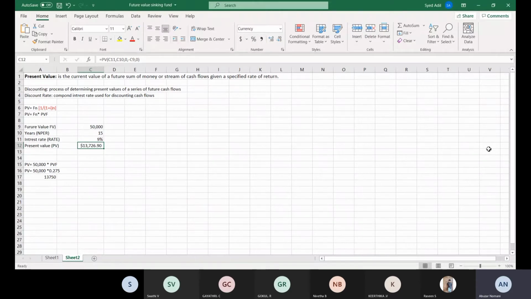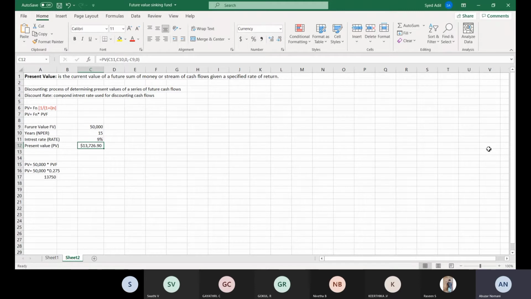Before starting this lecture, I would like to remind you that we have already discussed the future value. In future value, we have discussed the future value, then future value of annuity we have discussed. Thereafter, we have discussed the sinking fund method. Here, we are going to discuss the present value.